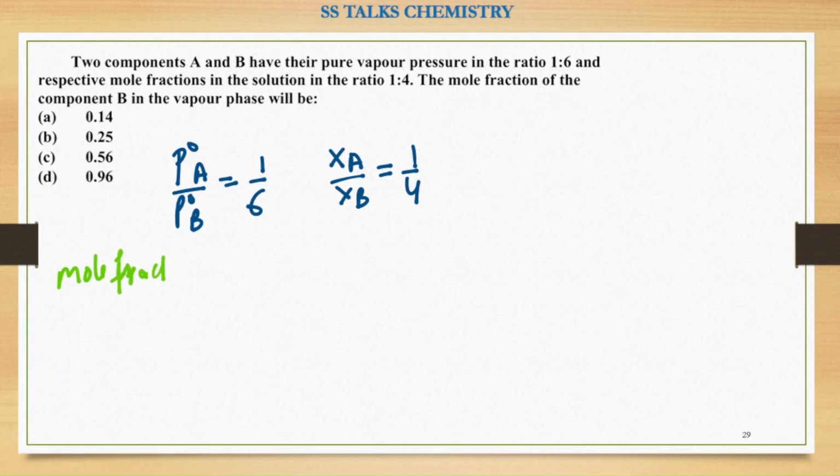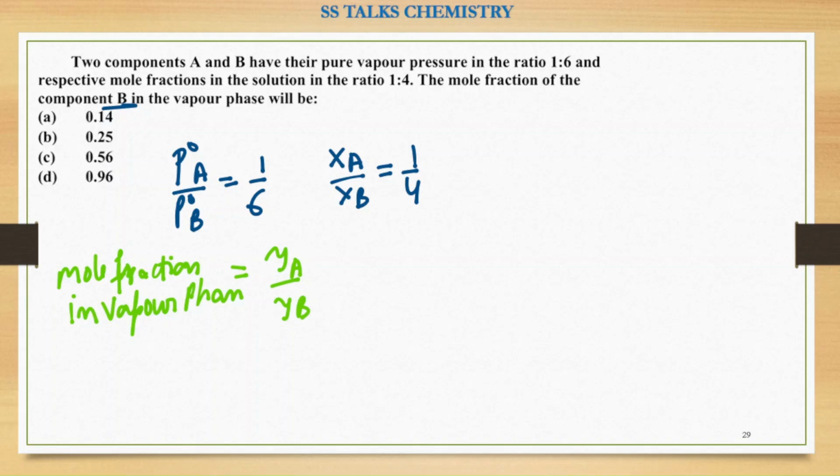The mole fraction ratio in the vapor phase is given as YA to YB. YA and YB are the mole fractions of the components A and B. We need to find the mole fraction of component B present in the vapor phase.